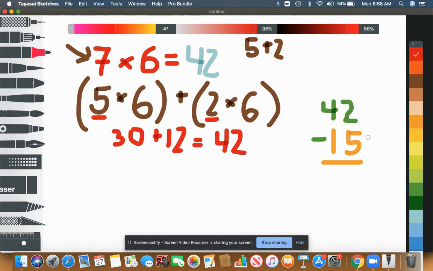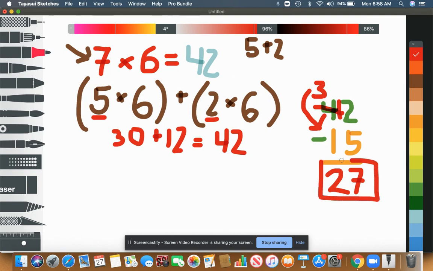2 minus 5. Well, I can't take 5 from 2, so I need to borrow from my tens place. This becomes 3 sets of 10, and my set of 10 goes here to the 2. That becomes 12 minus 5 is 7. And now I have 3 tens minus 1 ten is 2 tens. Alright, so I actually get now 27.